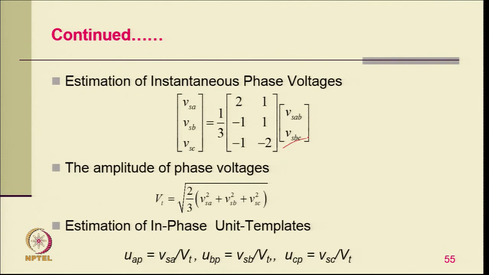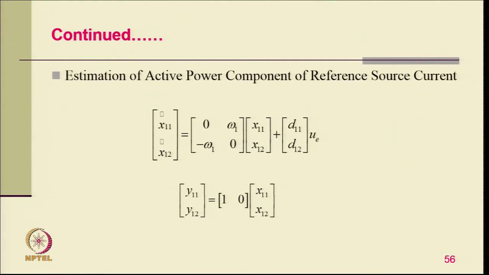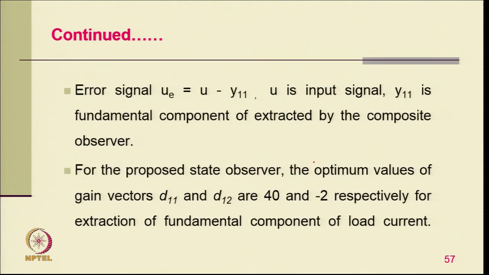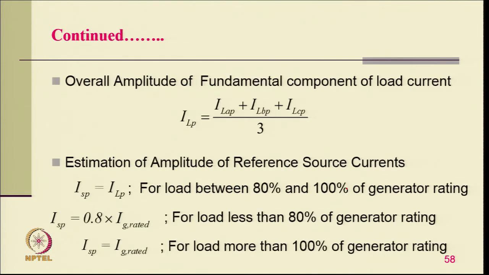These are of course again the equations for estimating the phase voltage from the sensed line voltage, and the amplitude of the PCC generator voltage from the phase voltage, and from that we are estimating what you can call the template, which is in phase with the phase voltage. And then this is the observer to get the fundamental component from the load current. Of course, these are the observer equations, and they use the gain constants, and the optimum value of this is 42 minus 2 for extraction.